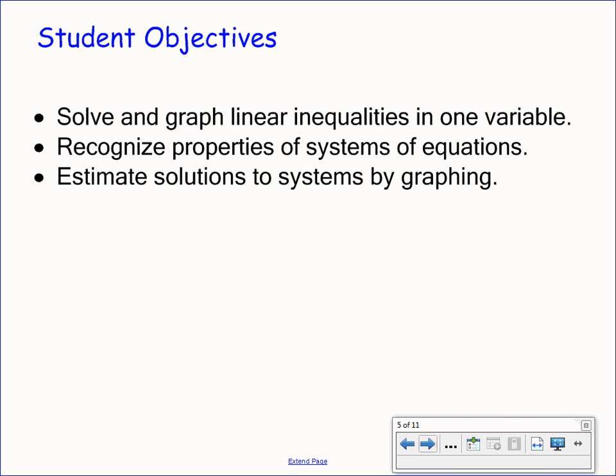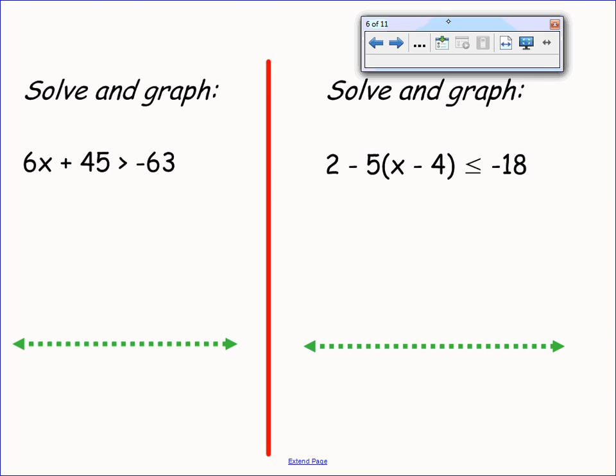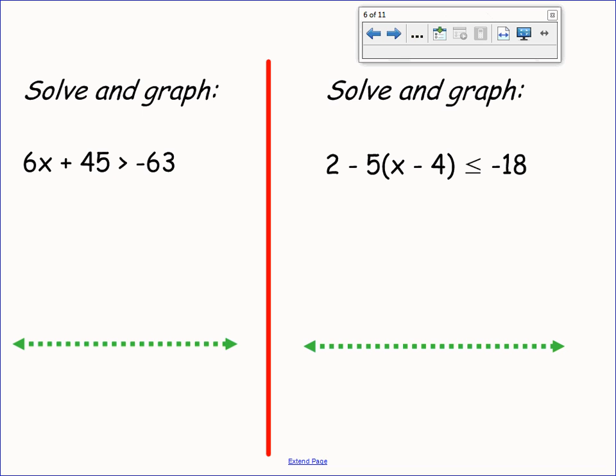We'll recognize properties of systems of equations, and we're going to estimate solutions to systems by graphing, and we're going to continue working with linear inequalities the next couple of days. But first, let's go ahead and remind ourselves how we solve a linear inequality.